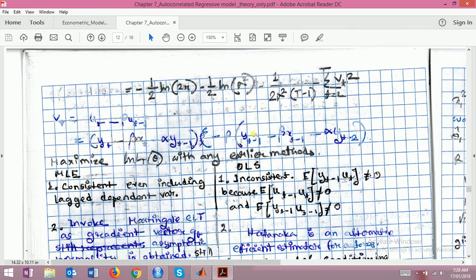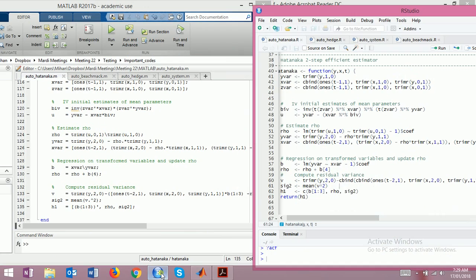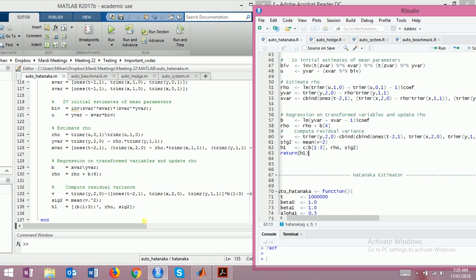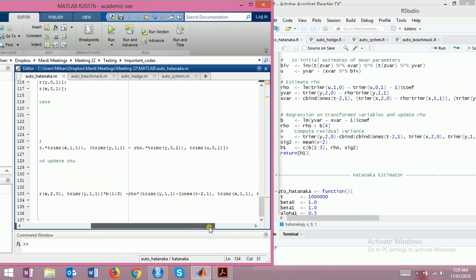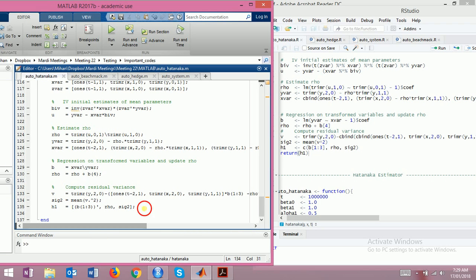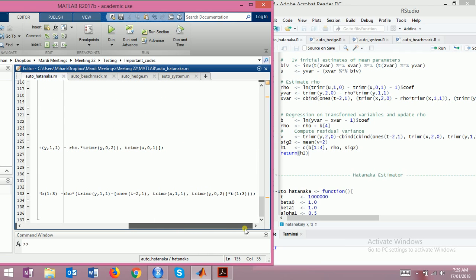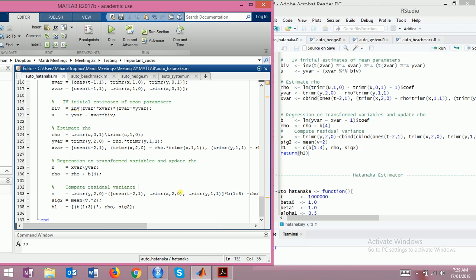So computing the residual variance seems a bit difficult. We need further studying actually to do the residual. However, this is how it looks. Just remember, this is how the residual variance is being computed, and that's the equation. I think, yeah, rho trimmer y11 into 1 3. Yeah, this is the exact equation represented here.